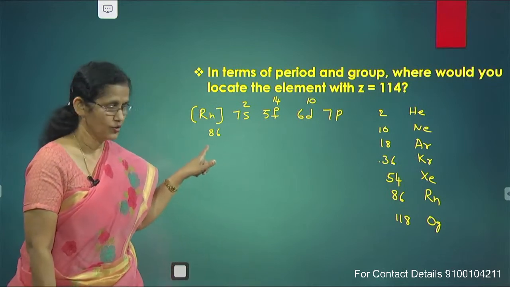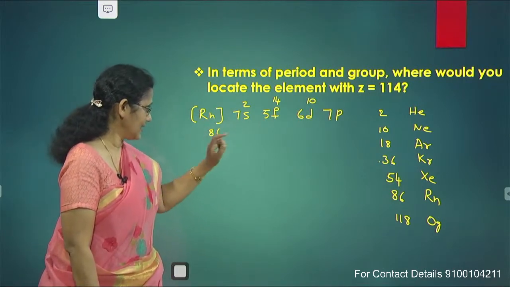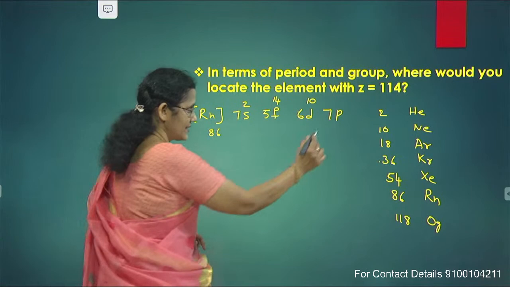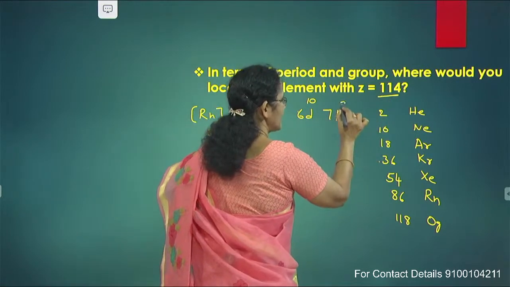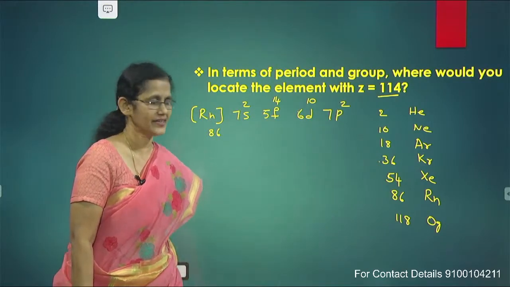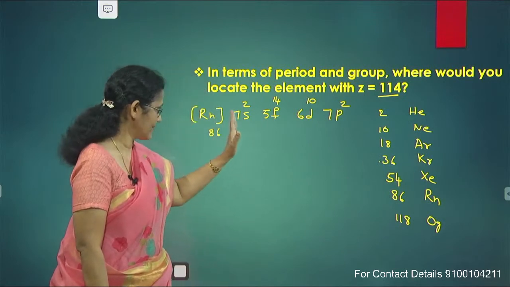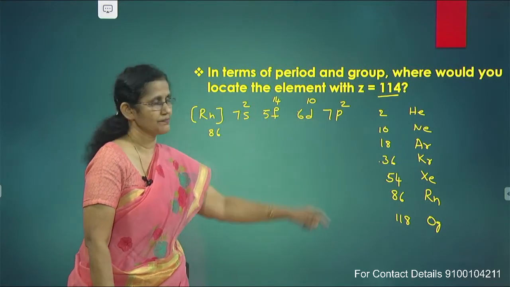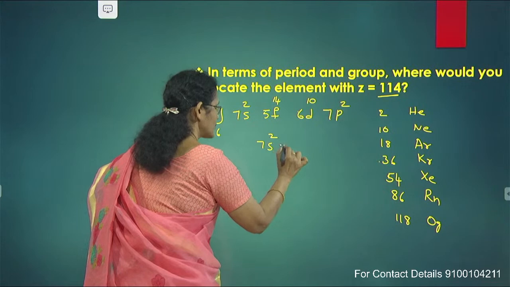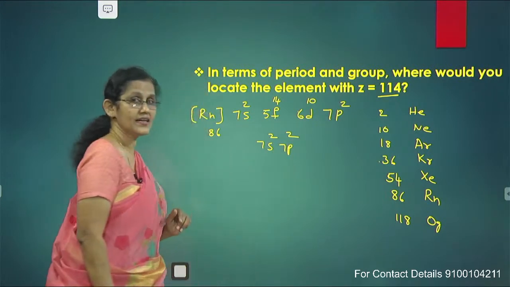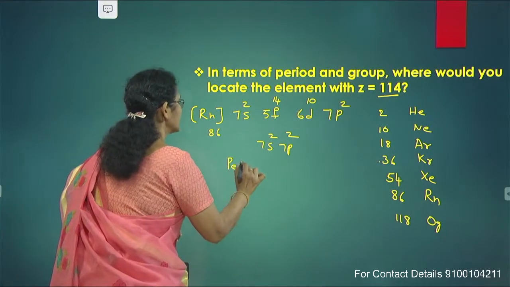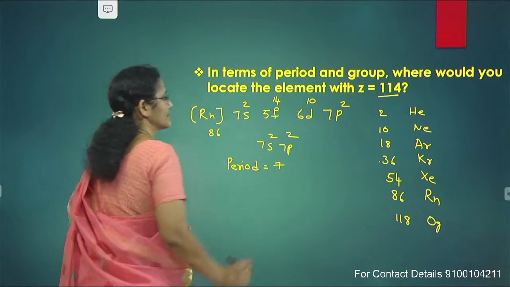86 are inner shell core. Now count: 86, 88, 98, 100, 102, 112. Then how many remaining? 2 are remaining, 114. By remembering noble gases we can easily write this. So, 86 is over, then 7s, 5f, 6d, 7p. Once you know this, our valence shell is 7s2, 7p2. Which period now? Maximum n value is 7. So, what is the period number? Period number is 7. What is the group number?